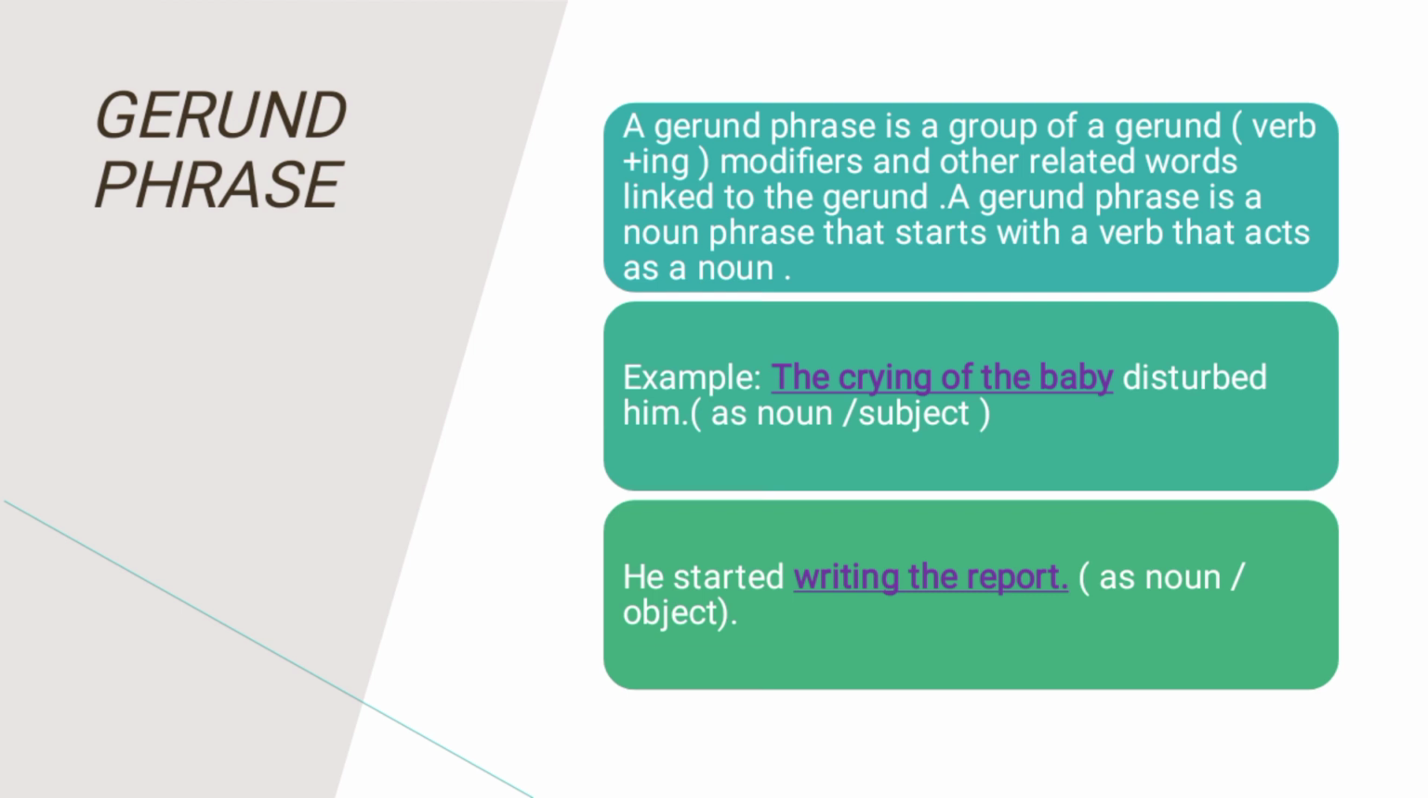Next we have the gerund phrase. What is a gerund? A gerund is the ing form of a verb that acts like a noun in a sentence. A gerund phrase is a group of words made of a gerund, verb plus ing, and modifiers and other related words linked to the gerund. You can see here an example, the crying of the baby disturbed him. Here the underlined part of the sentence, the crying of the baby, is a gerund phrase functioning as a subject. He started writing the report. Writing the report is a gerund phrase here functioning as an object, a noun object.